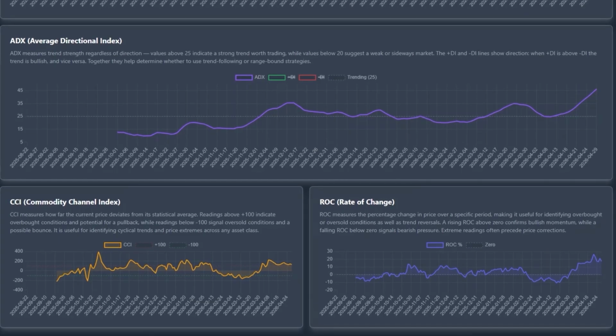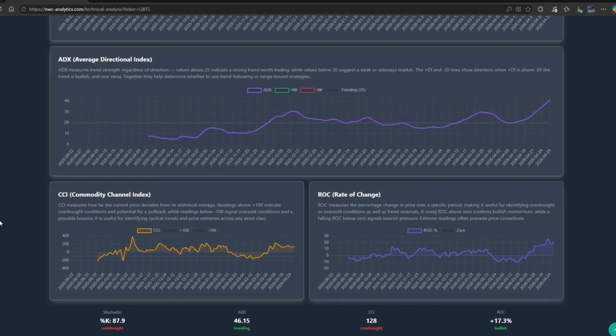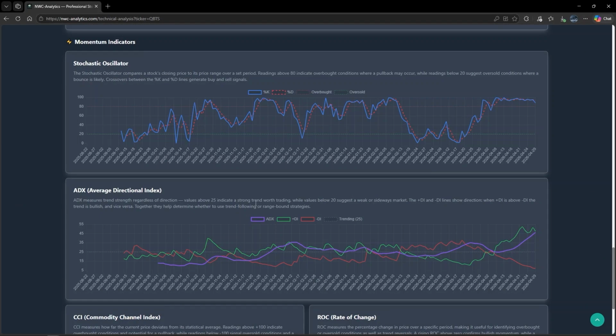Above 50, an exceptionally strong trend. Rare, but when you see it, the move has real conviction behind it. And importantly, a rising ADX matters as much as the absolute number. An ADX climbing from 18 to 28 tells you momentum is building, even before it crosses the 25 threshold.